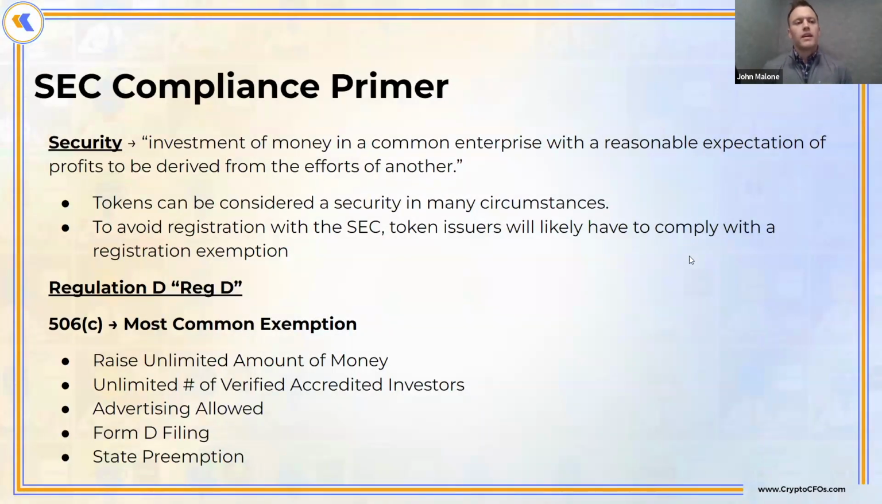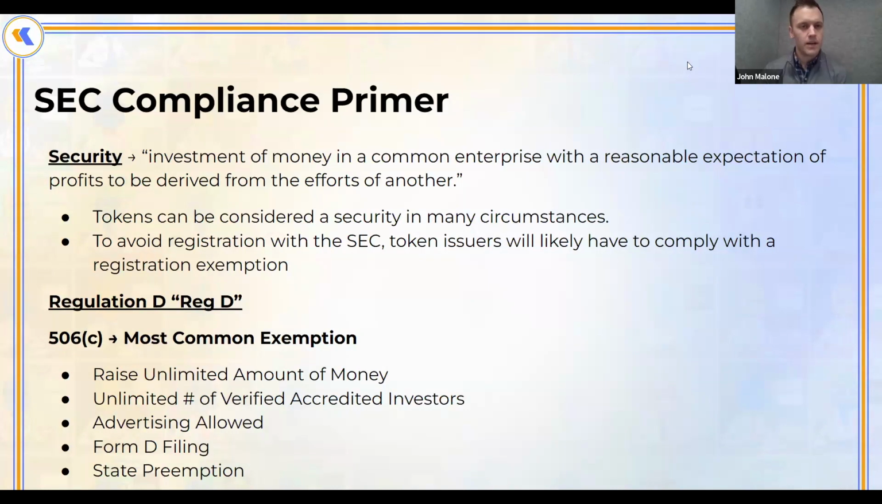Yeah, and kind of getting into the SEC compliance, I think it's just important to have a primer here. Obviously, this isn't an SEC or regulations CPE, but I think it's good to underpin some of the traps for the unwary. So it is a security. A security, very simply, is an investment of money in a common enterprise with a reasonable expectation of profit to be derived from the efforts of another, right? So it's not your personal effort. You're relying on the efforts of another. That's what makes it a security. So tokens in this context can be considered a security. And in the example that I'm using, nearly all circumstances are going to be a security.